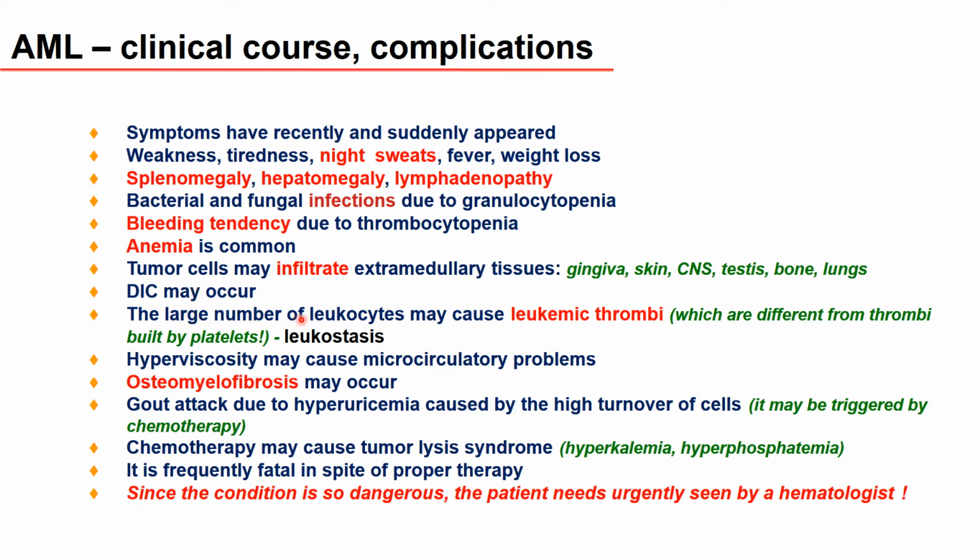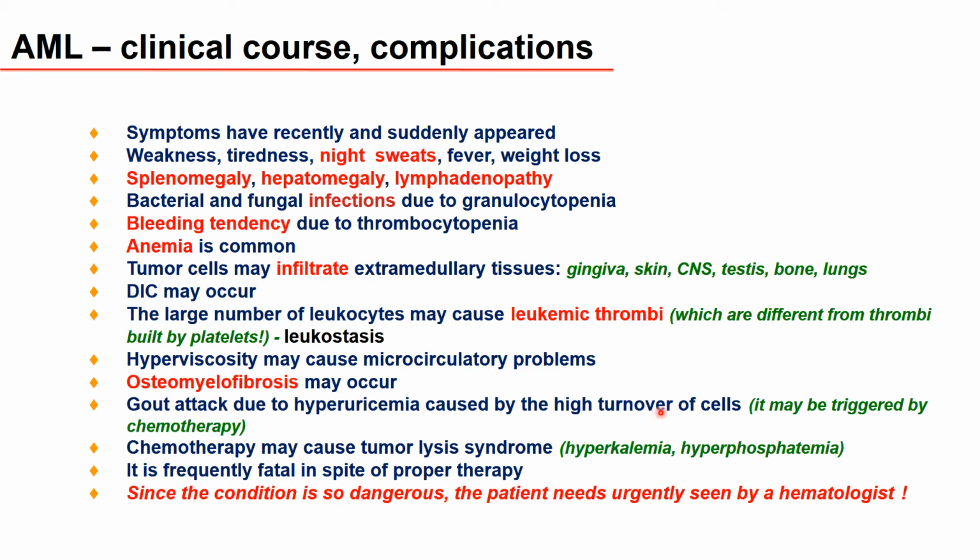The large number of leukocytes can cause leukemic thrombi. That is not a platelet, that's leukostasis, as I mentioned, when the white blood cell count is over, for example, 50 giga per liter, that can plug the small vessels. Hyperviscosity may cause microcirculatory problems, and that can alter the heart function as well. In very rare conditions, osteomyelofibrosis can develop in these patients. Or the increased cell turnover can lead to the development of gout, for example.